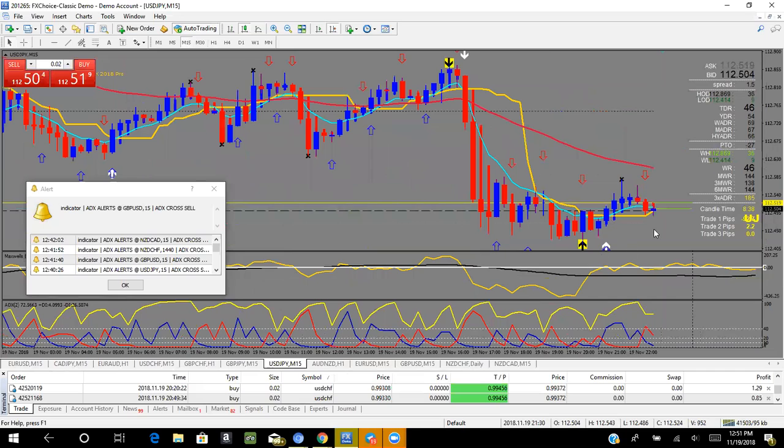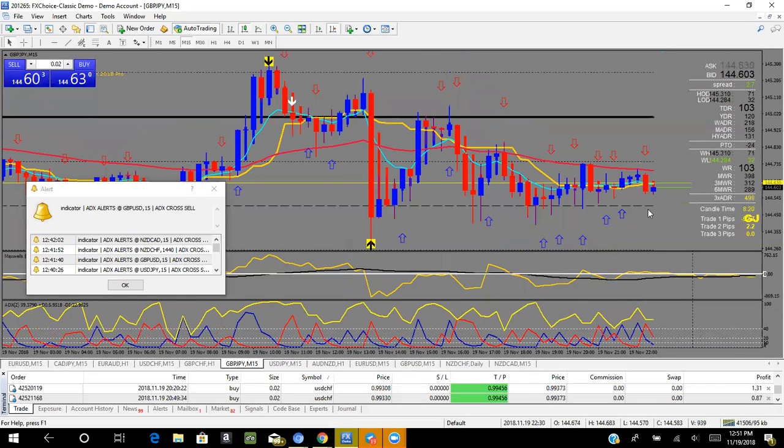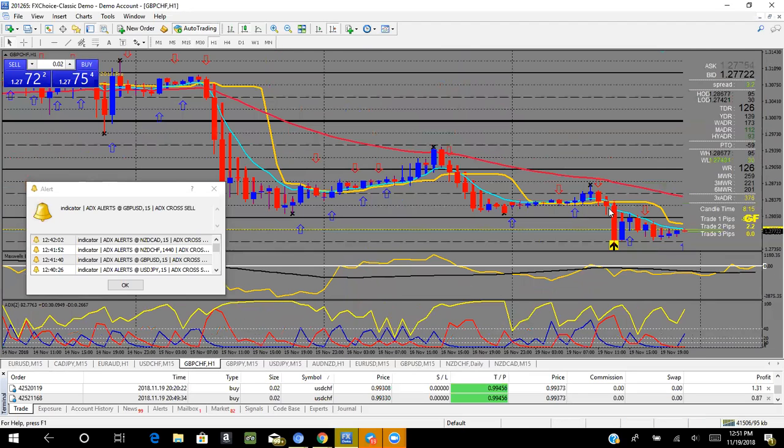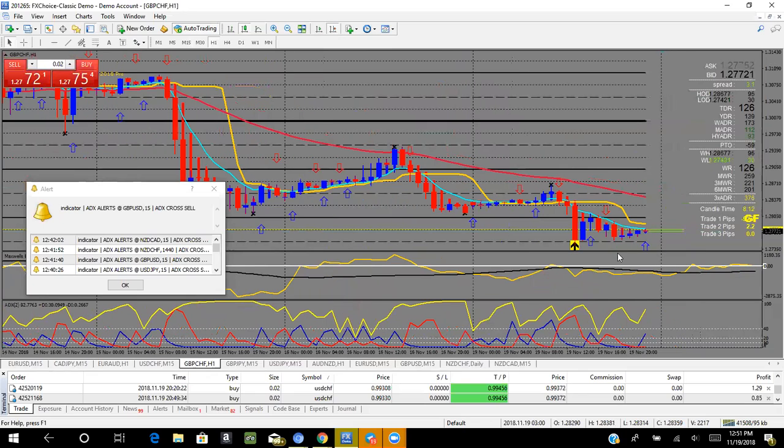UJ is wanting to go up, but the line is pretty level, so I'm not going to hop in that one either. GJ, same thing, straight line. This one could go up a little bit right there, but it's too straight. It's too early on a Monday. I'm going to leave it.